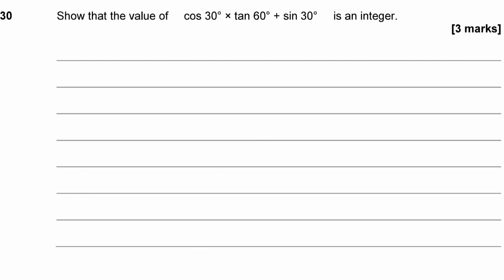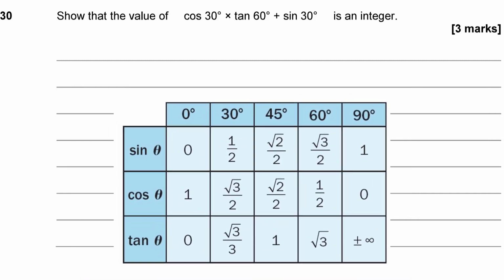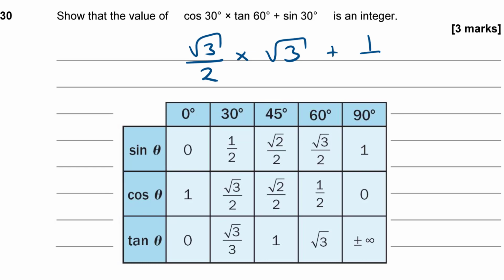Question 30, show that the exact value of cos 30 times tan 60 plus sine 30 is an integer. Okay, now again, these involve the exact trig values that you need to remember. I did mention earlier you need to remember the sines, cosines and tangents of the angles 0, 30, 45, 60 and 90. So I'll pull up a little table here for you to have a look at. We can see from the table that the cosine of 30 is root 3 over 2. I'm multiplying that by the tan of 60, which is root 3, plus the sine of 30, which again from the table is a half.